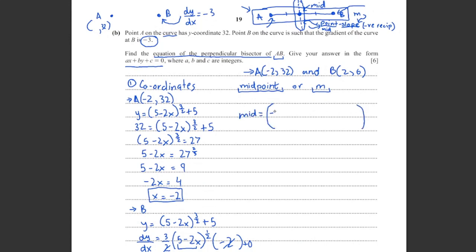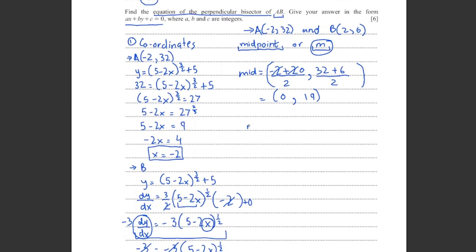negative 2 plus 2 divided by 2, comma, 32 plus 6 divided by 2. So negative 2 and positive 2 cancel out. I'm just going to get 0. 0 divided by 2 is just going to be 0. And then 32 plus 6 is going to be 38. 38 divided by 2 is just going to be 19. So this right here is my midpoint. I found my midpoint. Now I'm going to find my gradient.